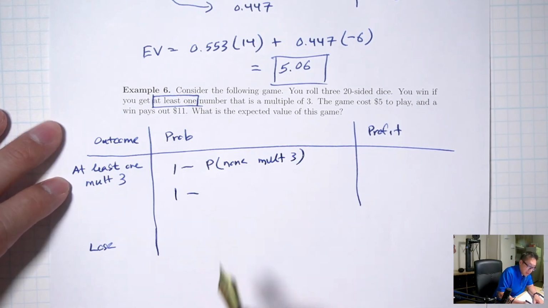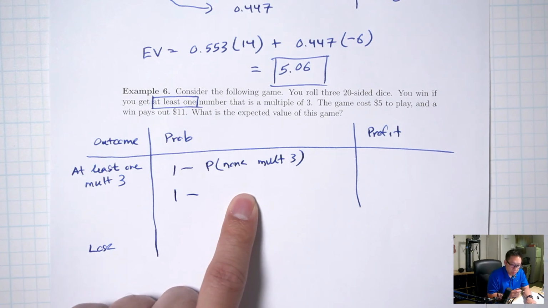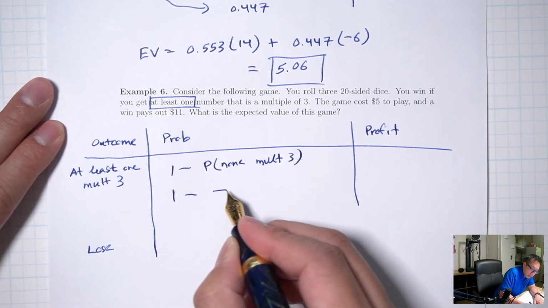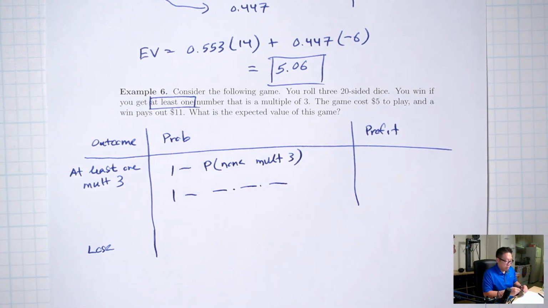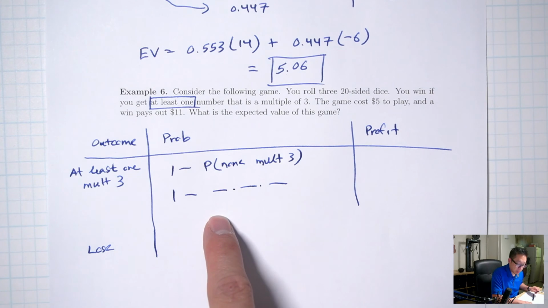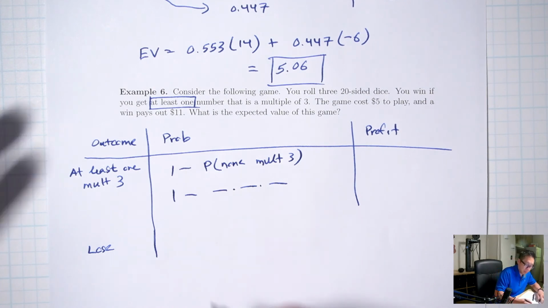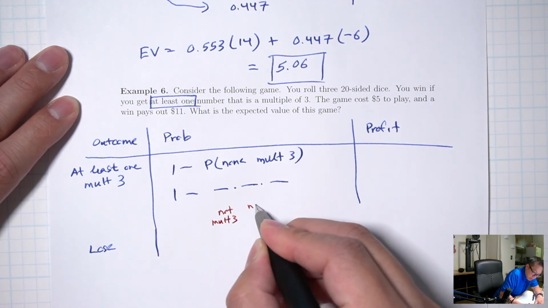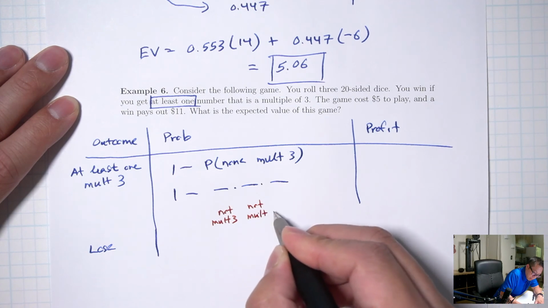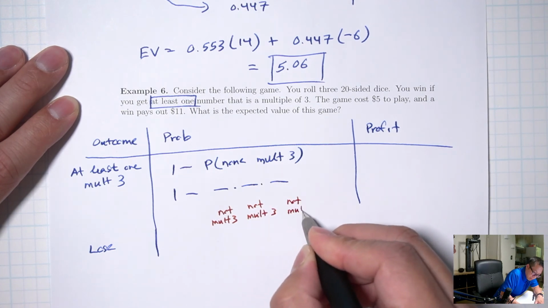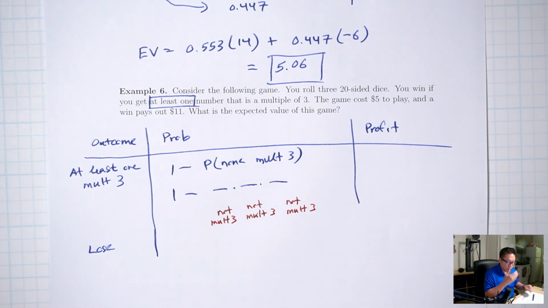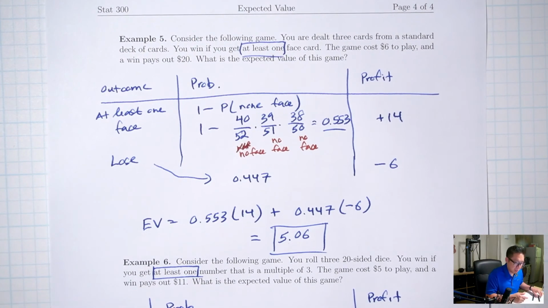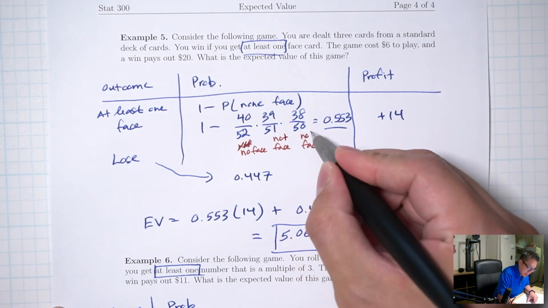This is going to be 1 minus. How many fractions do I need? Usually it's either 2 or 3 fractions, depending on how many dice or cards you're using. Here we're rolling 3 dice, so 3 fractions. None of them a multiple of 3 means not multiple of 3, not multiple of 3, not multiple of 3. I don't know why I said face there. I should say not multiple of 3.